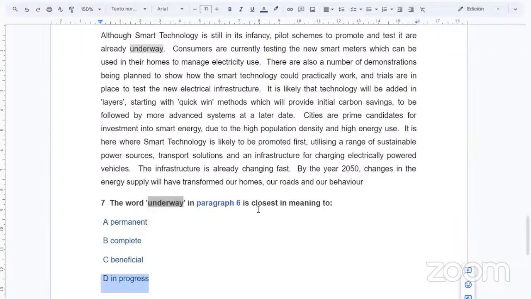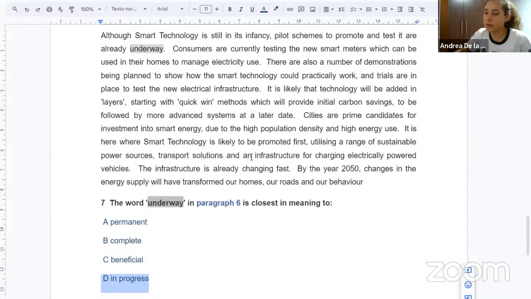Okay, perfect. If you know the word, you know that it means in progress, on its way. And from context, we can also at least eliminate a couple of options, right? It says, although smart technology is still in its infancy, these pilot schemes are already underway. So they have to be something related, but the opposite of infancy, right? Because we have the word although. Although smart technology is still in its infancy, pilot schemes to promote and test it are already underway. So they have to be somewhere right there.